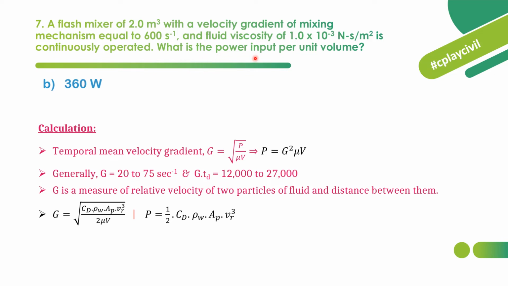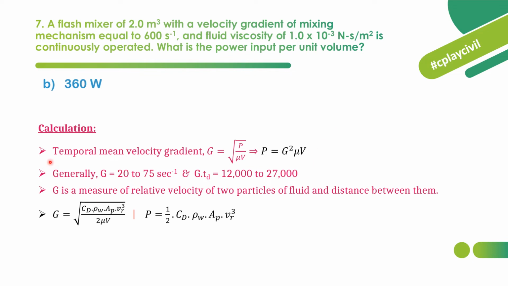But the question is, what is the power input per unit volume? So per unit volume, what is the power? G square into mu only will be the answer. What is G square? 600 square into mu, that is 10 power minus 3. So 600 square into 10 power minus 3 gives 360 watts. So we should be careful in the question, power input per unit volume is asked.